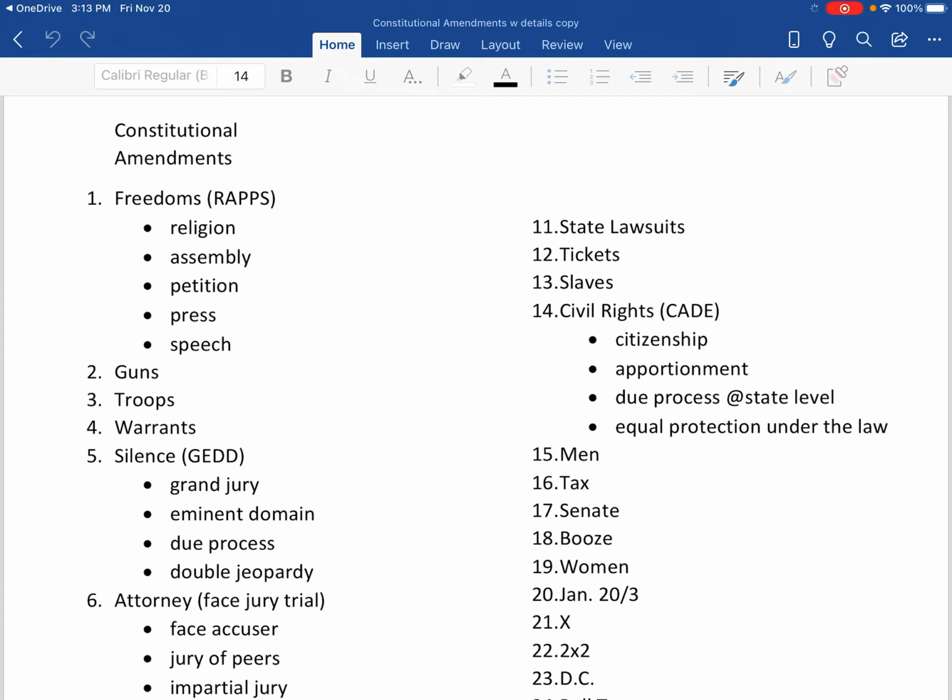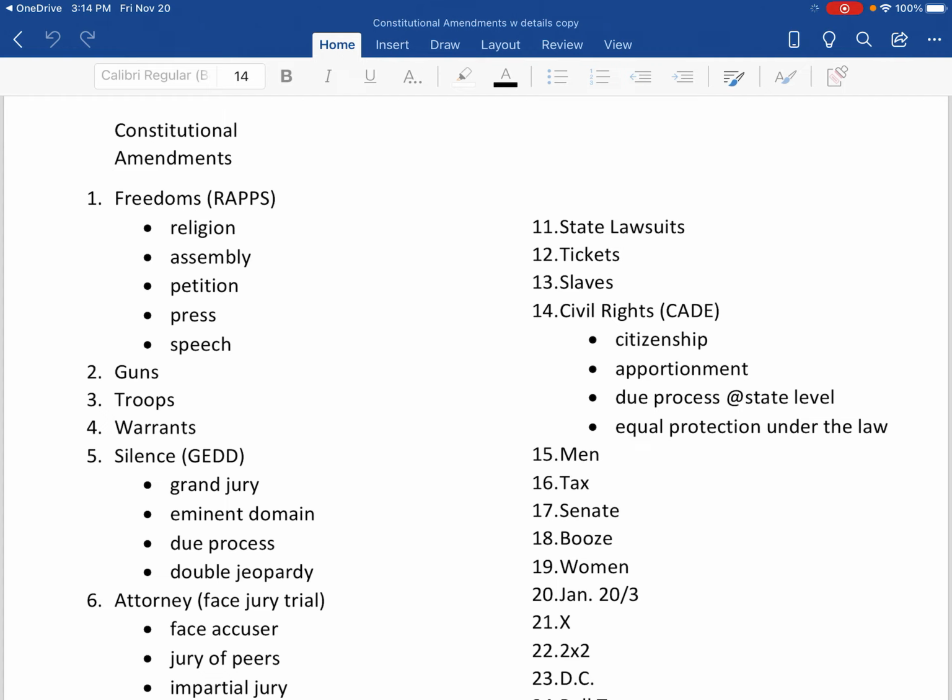We want you to be able to remember all 27 amendments, but I think I need to explain some of them and a little bit more of the background of some of them in order to help you realize what the shortcuts are that you're taking to remember these.